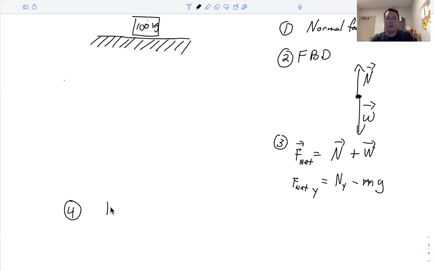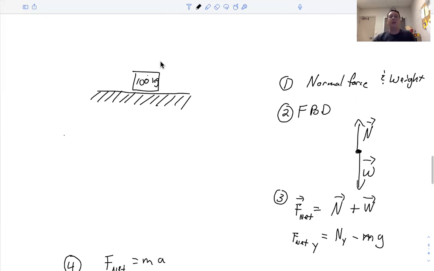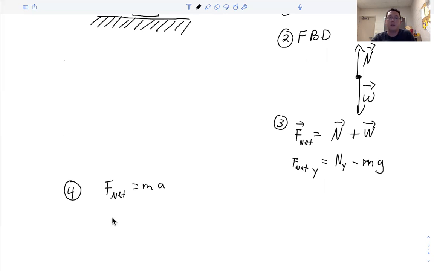And then step 4 says we use F net equals ma. Now, this is where sometimes you have to find the acceleration. But in this situation, this is just an object sitting on a table. We know what the acceleration is going to be: 0. It just rests. So I can plug in everything I have for net force, use what I know about objects on tables, and I can solve for the normal force.